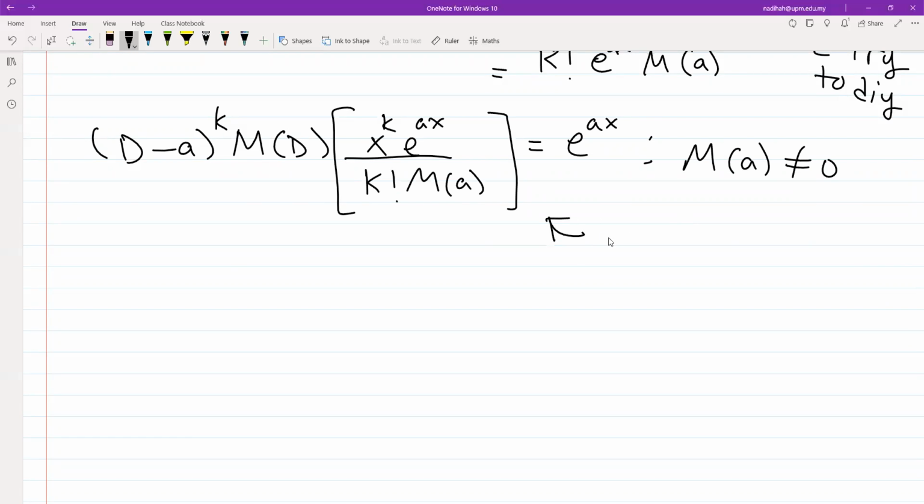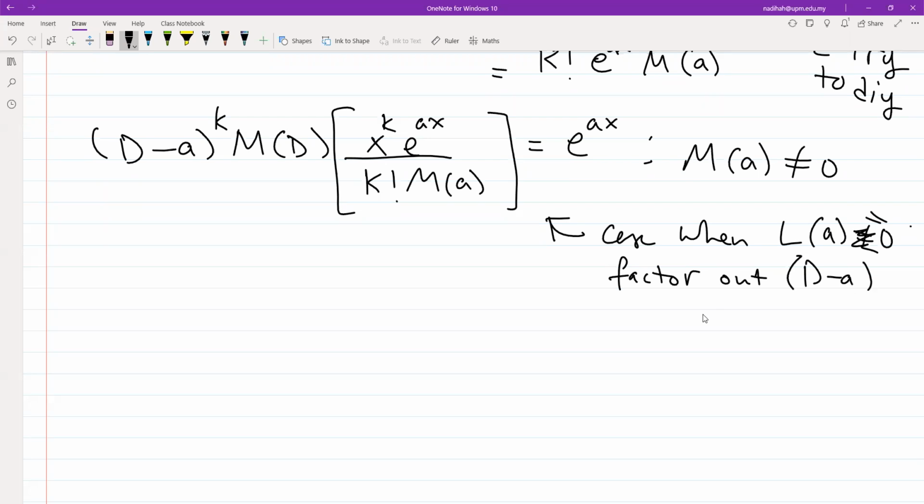So this is the case when L of a equals to 0, and then you can factor out D minus a. And then you will have something like L of D equals (D minus a)^k times M of D. Okay. Mungkin awak tak nampak lagi, saya tunjuk contoh.